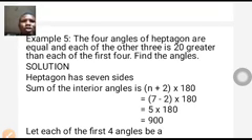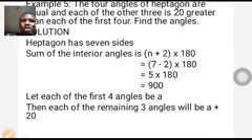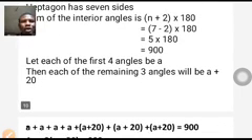So the first thing we are going to do here is find the sum of angles in a heptagon. The formula is n minus 2 times 180. The number of sides is 7, so 7 minus 2 times 180. 7 minus 2 is 5, times 180. So 5 times 180 is 900. So the sum of angles there is 900.